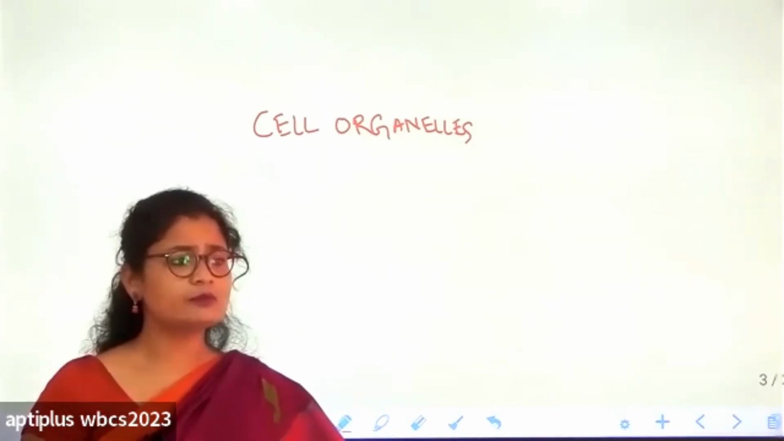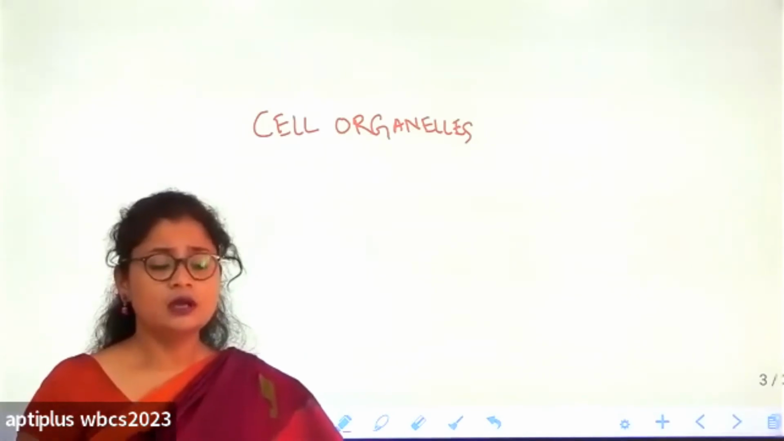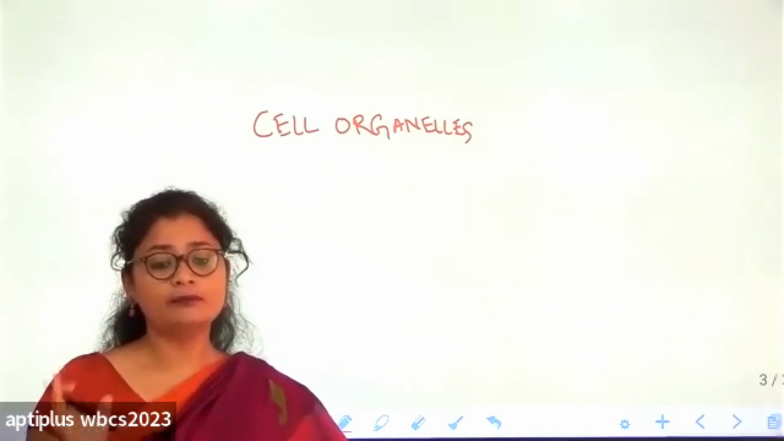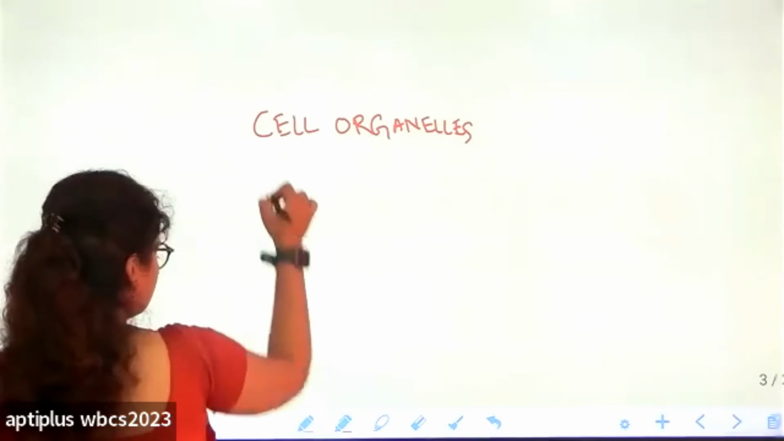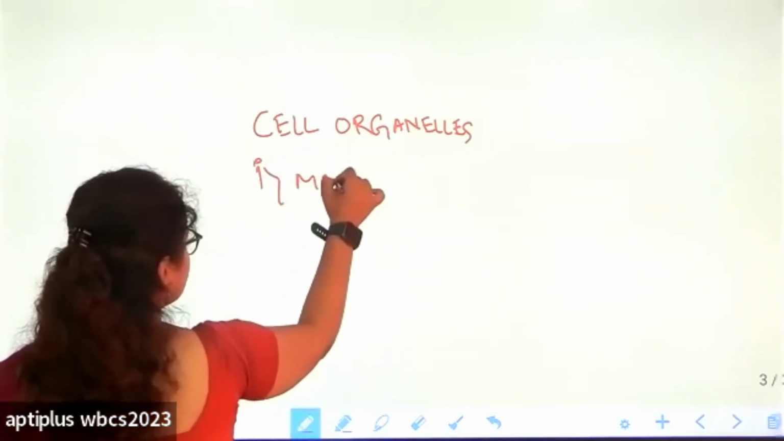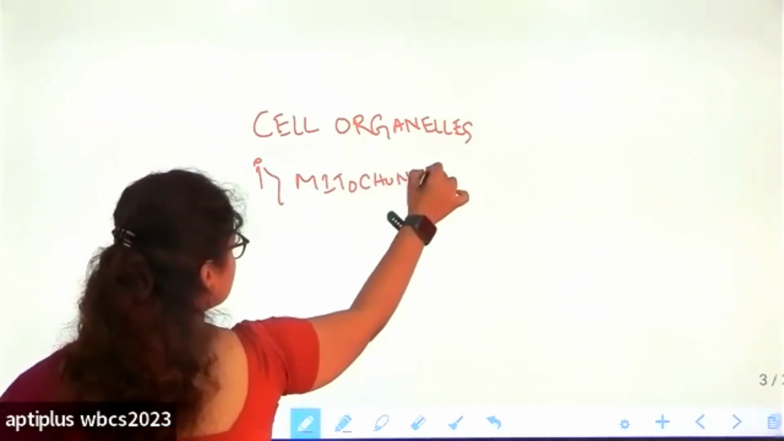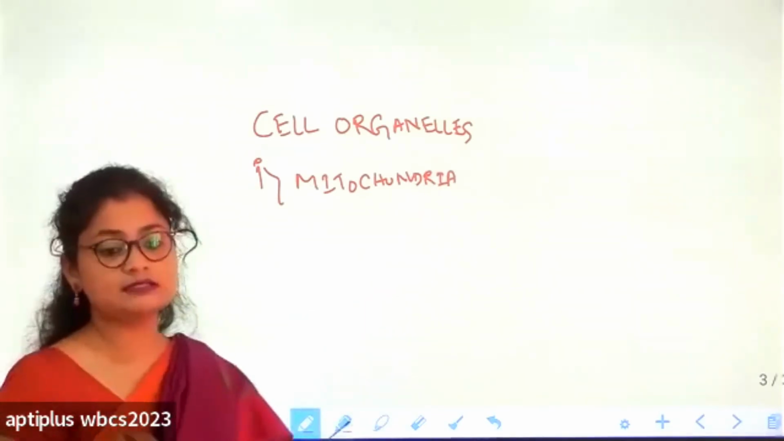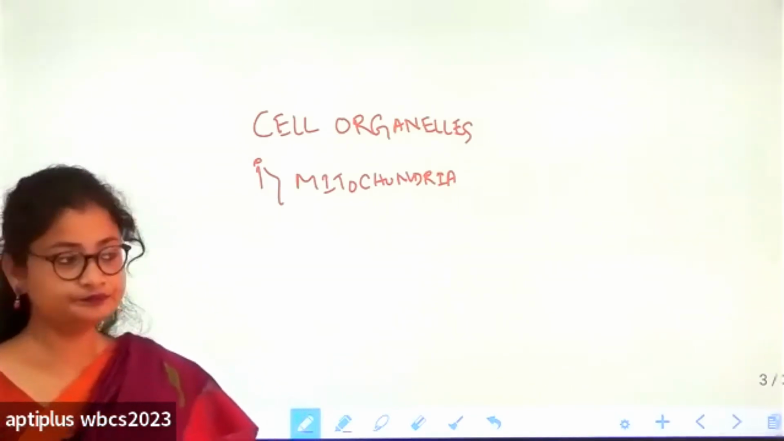Now, there are various cell organelles depending on whether it's a bacterial cell, a plant cell, or an animal cell, but the main common organelles will be, the first and most important one, mitochondria. So mitochondria, as we all know, is the powerhouse of the cell. Why? Because it is producing ATP, which is the main source of energy for us.